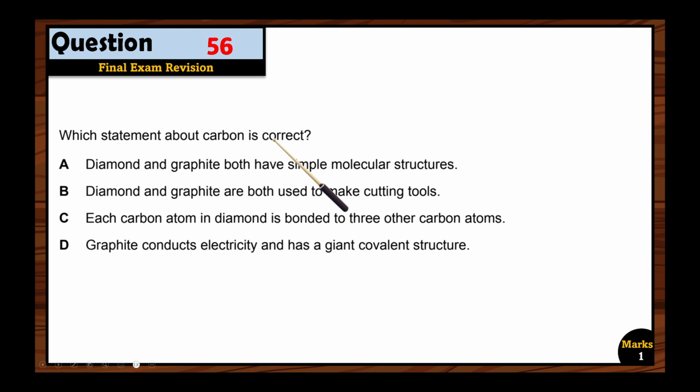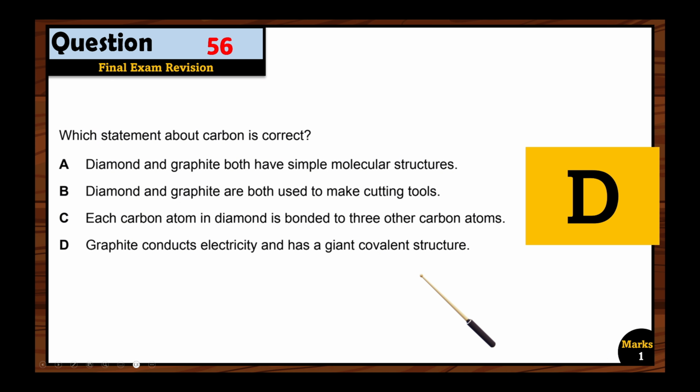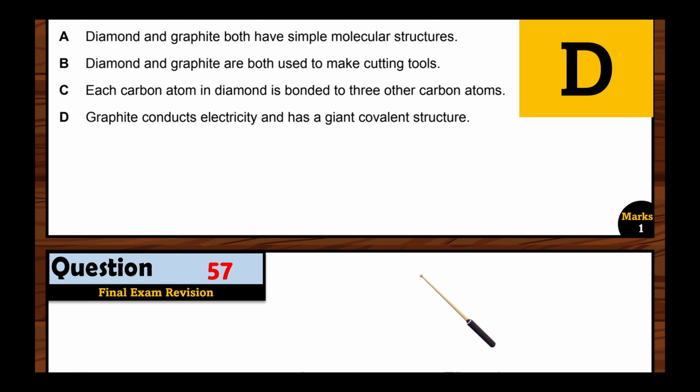Which statement about carbon is correct? Diamond and graphite both have simple molecular structure. That's wrong. They both are giant structures, right? Diamond and graphite are both used to make cutting tools. Wrong. Only diamond is used because diamond is hard. Graphite is soft. It cannot be used. Each carbon atom in diamond is bonded to 3 other carbon atoms. Wrong. Diamond always makes 4 bonds. Graphite conducts electricity and has a giant covalent structure. Yes, graphite can conduct electricity and it's also a giant covalent structure. So option D is right.